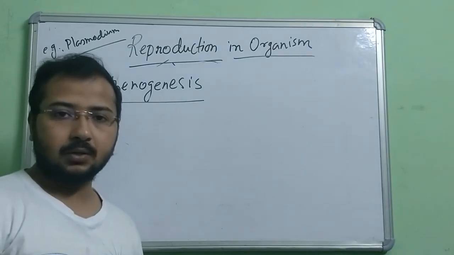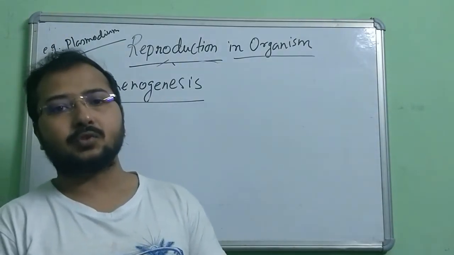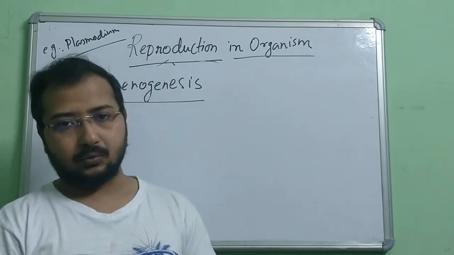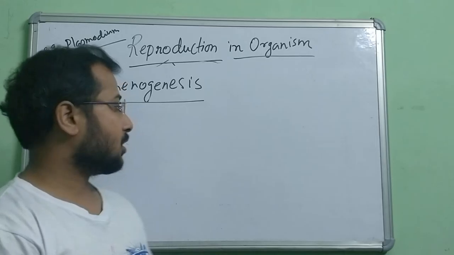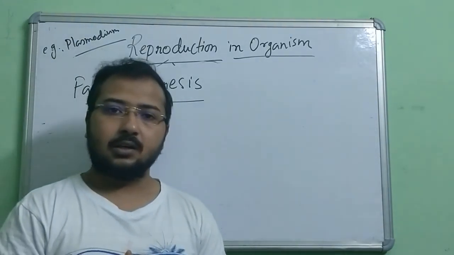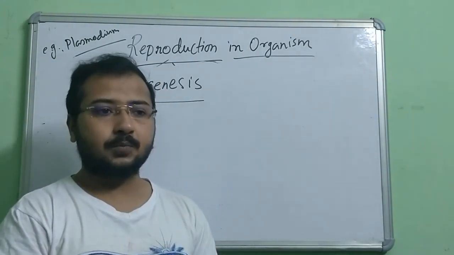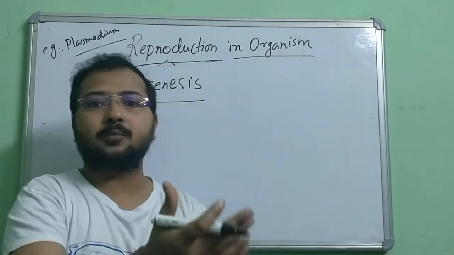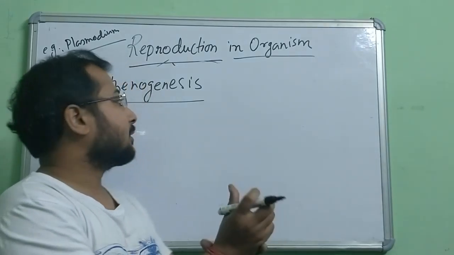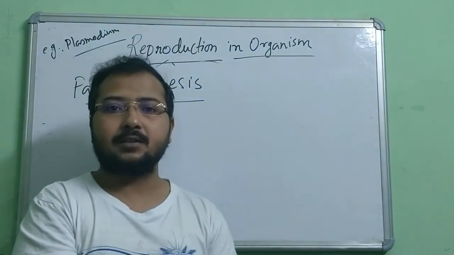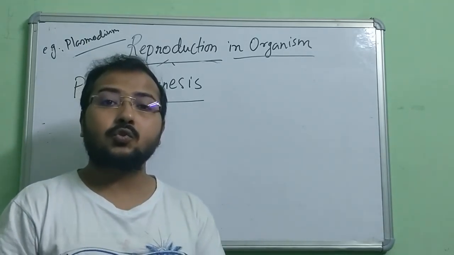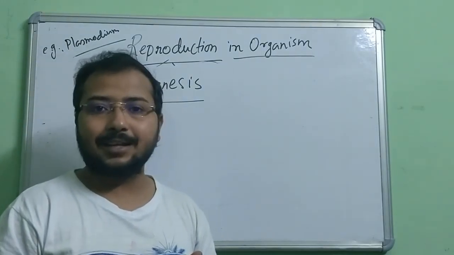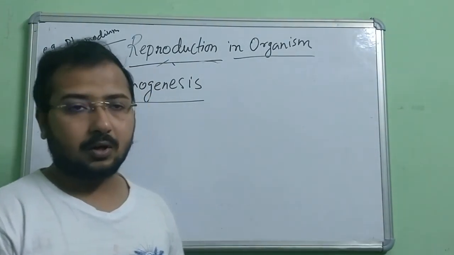Okay, fertilization we know: the male gamete fuses with the female gamete and gives rise to the zygote or the embryo. That is the fertilization. So in parthenogenesis, most of the organisms who are also capable of sexual reproduction undergo this kind of parthenogenesis mechanism if the environment is not suitable. In an unfavorable environment, the parthenogenesis mechanism takes place in those organisms.